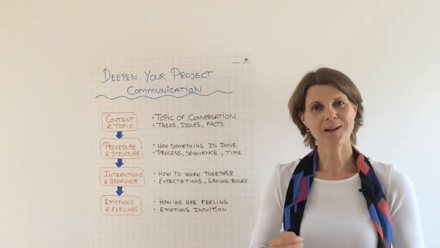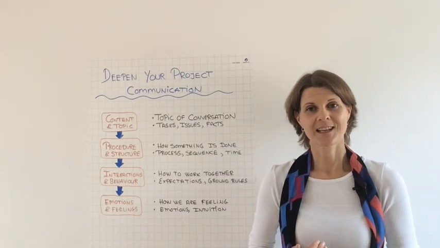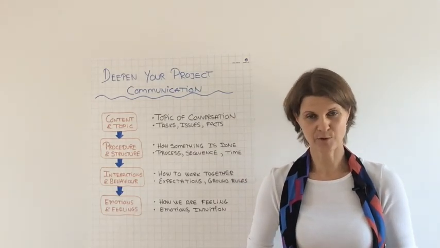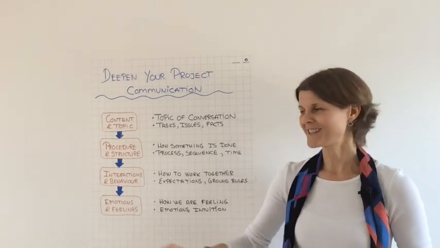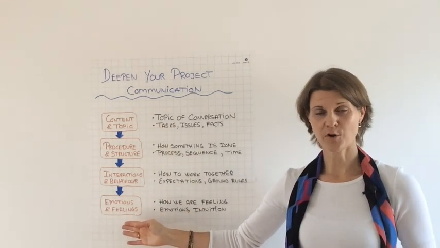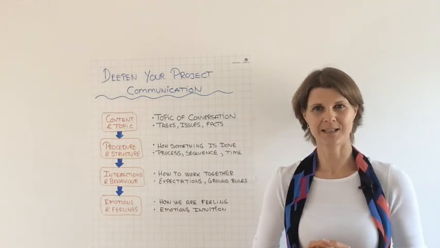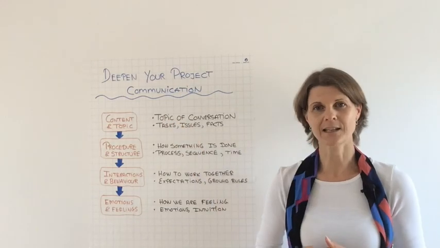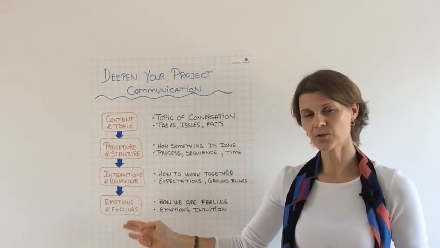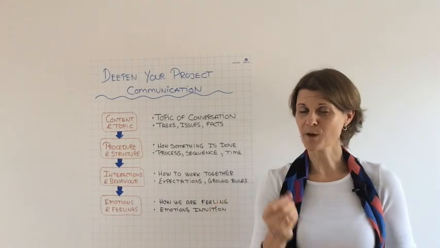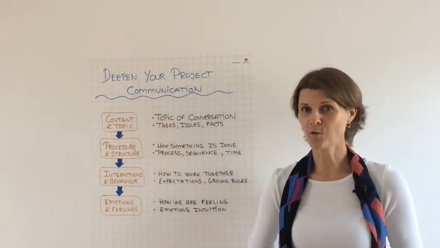In this video, I'll help you to deepen your level of communication on your project and become more effective as a communicator. Essentially, it's all about using these 4 levels of communication. Many project managers have a tendency to stay at level 1 and at level 2, and they have real difficulties accessing the last 2 levels. If you want to be effective, you've got to be able to move smoothly in and out of all 4 levels.